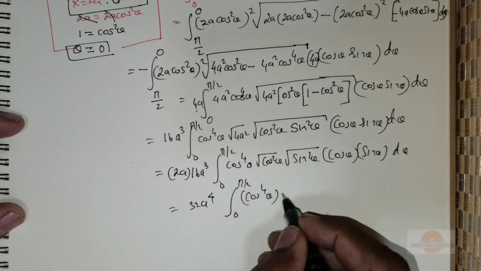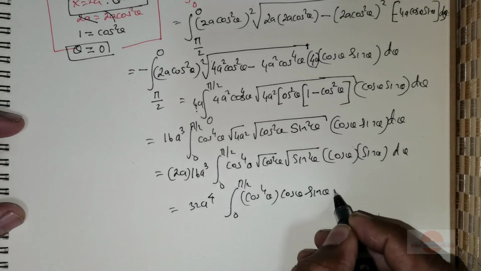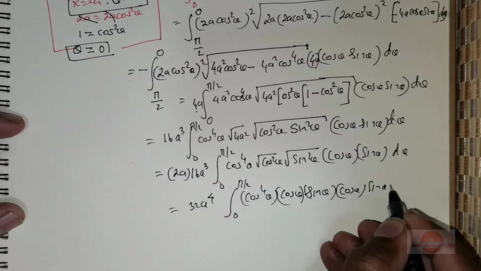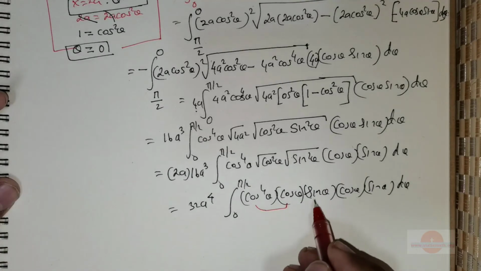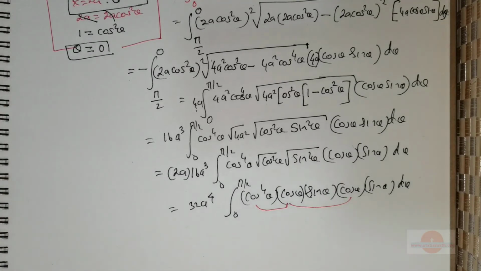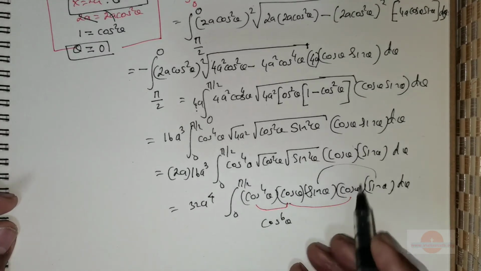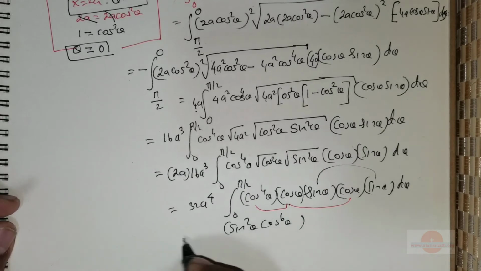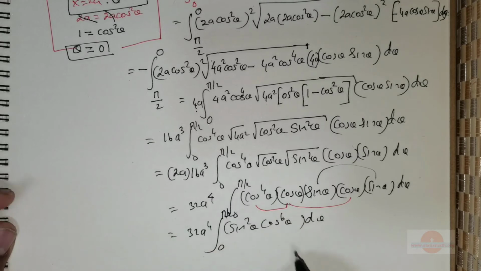I have a root of cos squared theta, that will give me cos theta, root of sin squared theta, that will give me sin theta, and cos theta sin theta times d theta. Now this can be multiplied with this, so that would give me cos to the power 6 theta. Sin and sin can be multiplied, giving me sin squared theta with 32a power 4, and this has to be integrated between 0 to pi over 2.